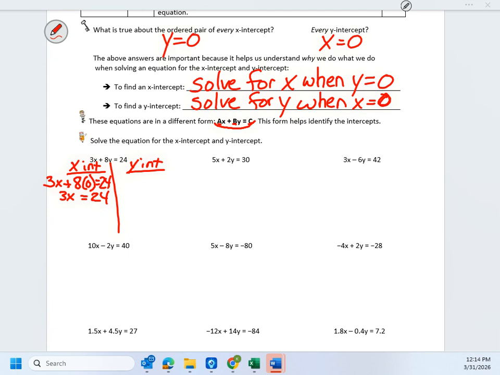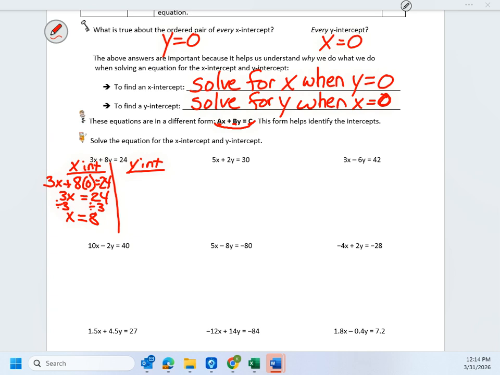How do I solve for x? Colton? Divide by 3. Why would I divide by 3, Colton? To get x alone? Yeah, I want to get the x by itself. Right now it's being multiplied by 3. Opposite operations. Oh, that comes back to haunt us all the time. We want x by itself, so we're going to do the opposite to move that 3 to the other side. We're going to divide both sides by 3. 3 divided by 3 is 1. 24 divided by 3 is 8.